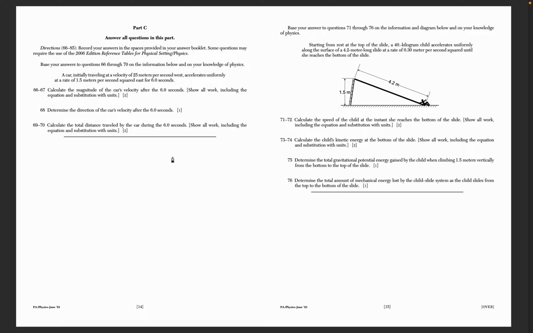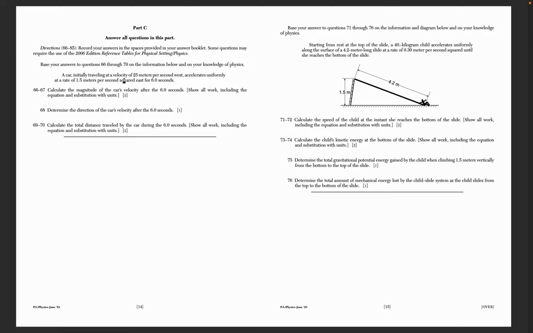This is the June 22nd, 2023 Physics Regents Part C of the short response, which is the last part of the exam. Okay, question 66. A car initially traveling at a velocity of 25 meters per second west accelerates uniformly at a rate of 1.5 meters per second squared east for 6 seconds. Calculate the magnitude of the car's velocity after 6 seconds.